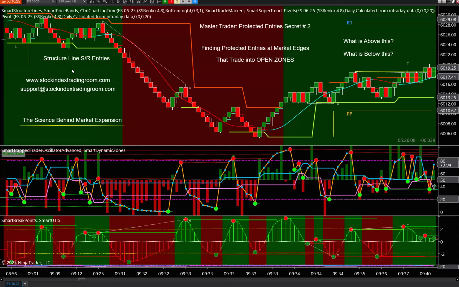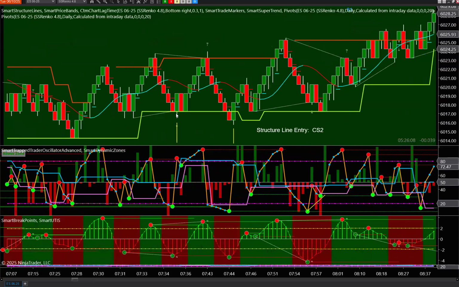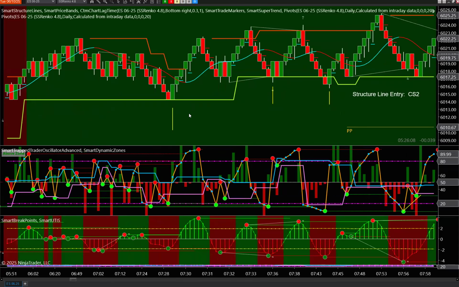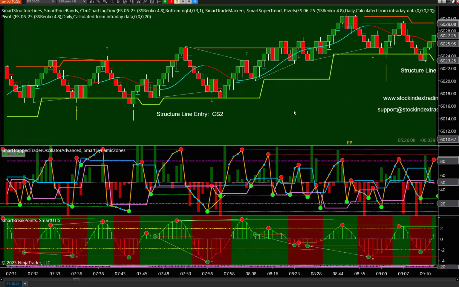If you remember last week, we talked about structure line support and resistance entries. The market comes down and sits on this, and then we have order flow strength that we use to confirm that it's more likely to do that than this, more likely to do that than this. That's all. It's a real simple visual representation of where protected entries would be.